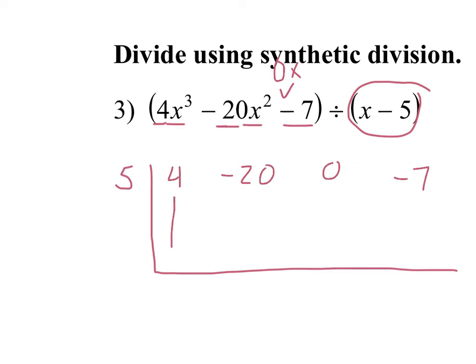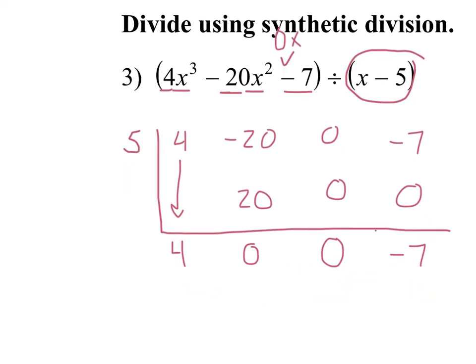And now we drop the 4 down. So 5 times 4 is 20. -20 plus 20 is 0. 5 times 0, 0. 0 plus 0, 0. 5 times 0, 0 again. And -7 plus 0, -7.